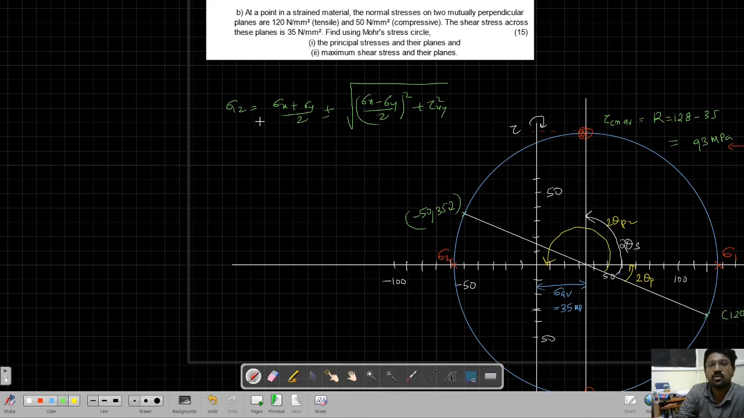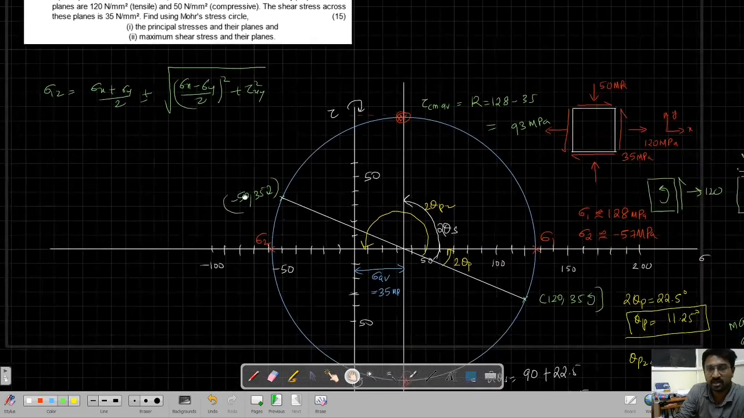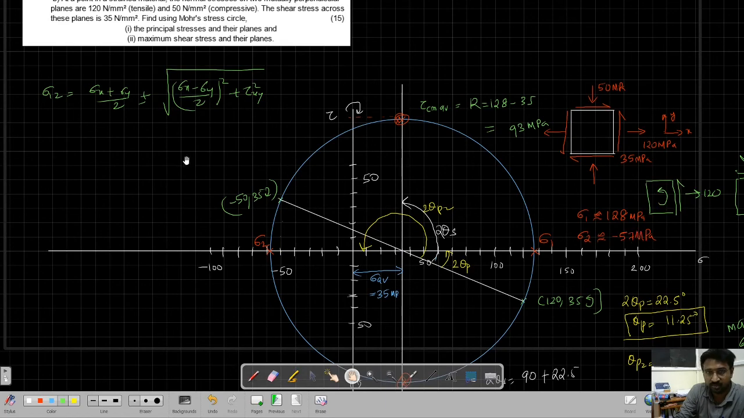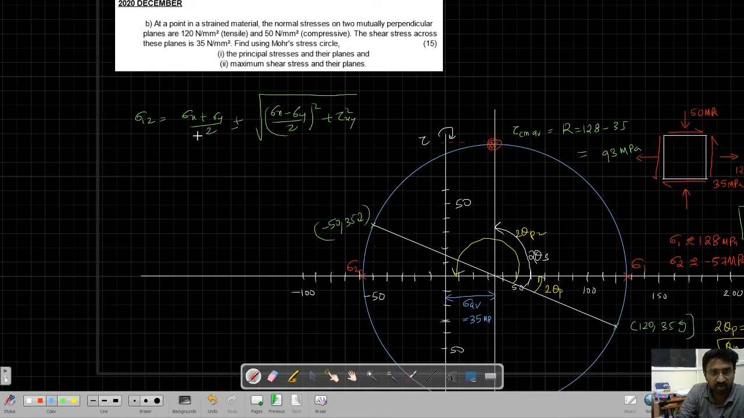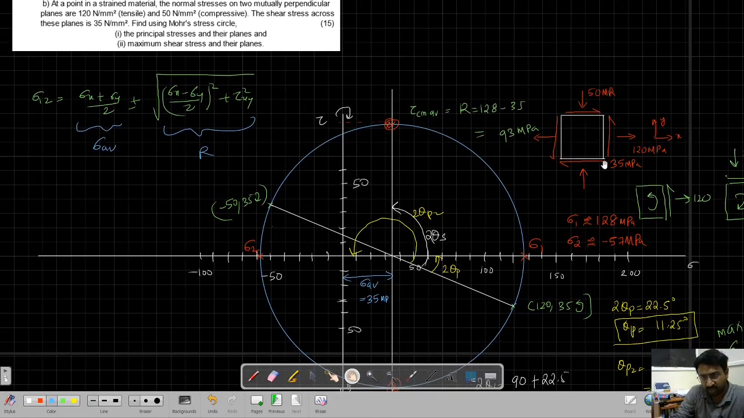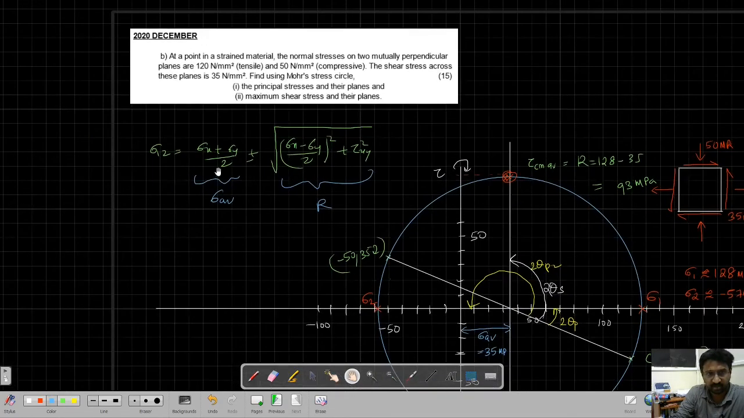If you do this, you will get two values of sigma, somewhere near 128 and minus 57 MPa. Also note that this value is nothing but sigma average, and this is nothing but the radius of the Mohr circle. So sigma average is sigma x plus sigma y by 2. In our case it is 20 minus 50 by 2, so that is minus 70 by 2... 35. So this is sigma average, this is the radius. This radius is also the same as the maximum shear stress, so this value should be equal to 93 MPa.